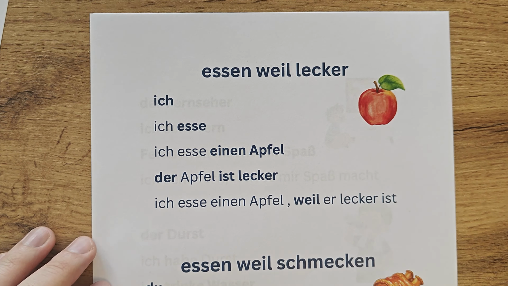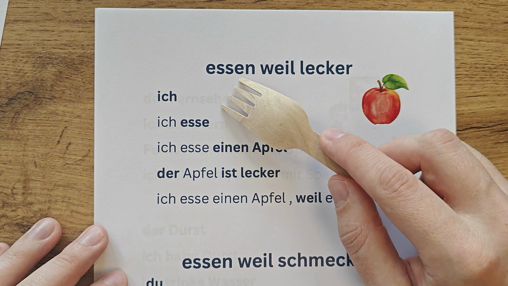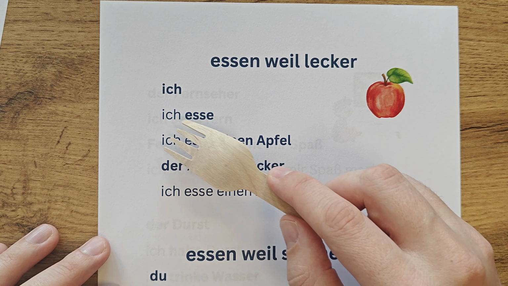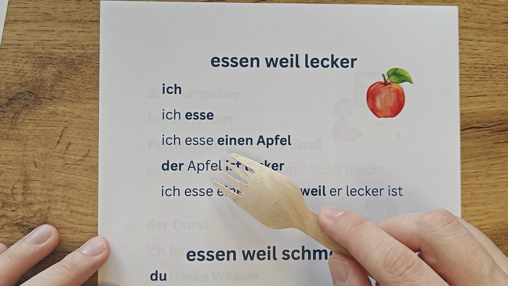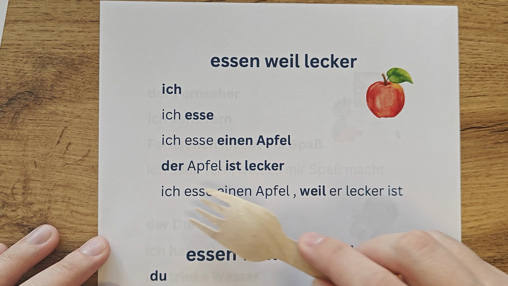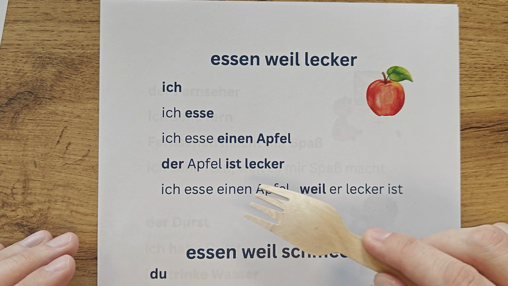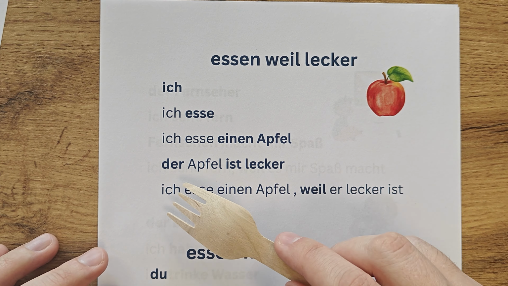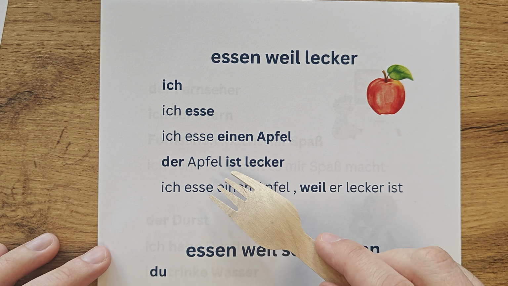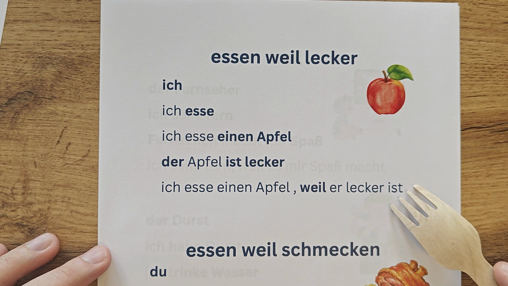Let's look at some other examples which I have written down here. This one is essen, weil lecker, eat because tasty. We start with ich esse, I eat. Ich esse einen Apfel, I eat an apple. Der Apfel ist lecker, the apple is tasty. There's also other ways of saying it. You can say der Apfel schmeckt gut or schmeckt lecker, but in this case I'm just using der Apfel ist lecker. And now when we use weil, the verb goes to the end. The verb is ist, so it becomes ich esse einen Apfel, weil lecker ist.